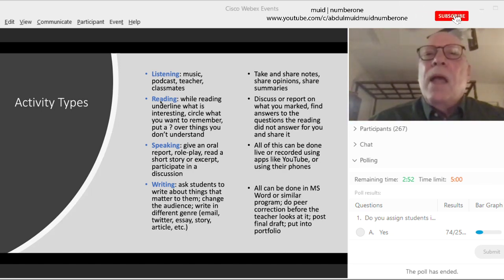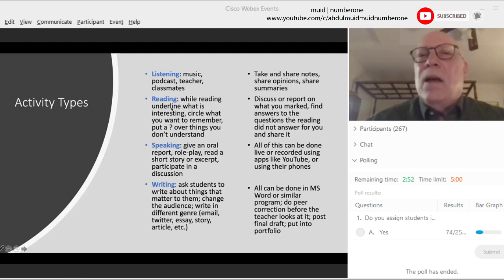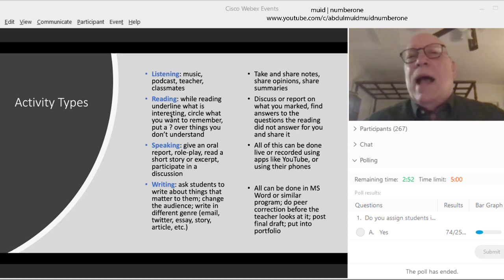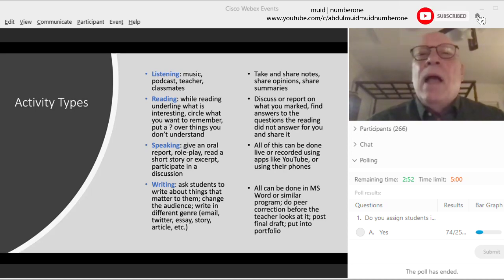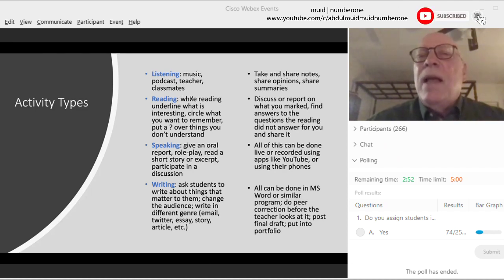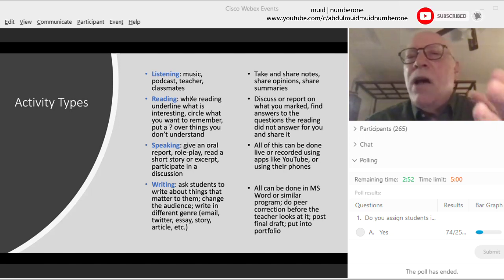But I suggest that while a student is reading, they underline what is interesting to them. So as they're reading, and I do this when I'm reading articles, I underline what's interesting to me. I circle things that I want to remember. And I put a question mark over things that I don't understand, or I have a question about. And hopefully, as I go along, if that question is answered later, I go back and I put a line through that question mark.